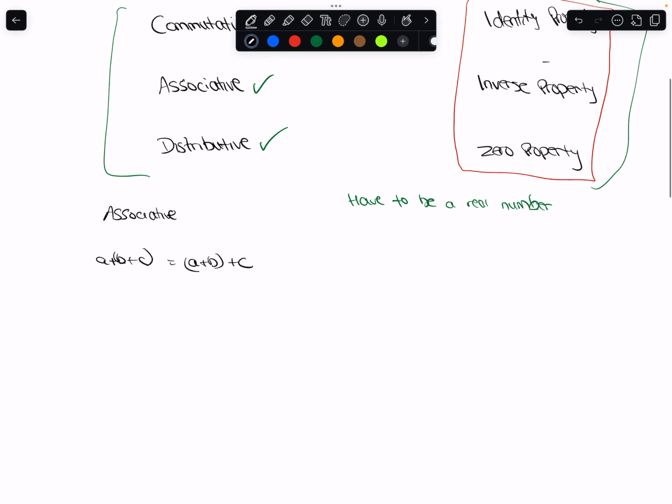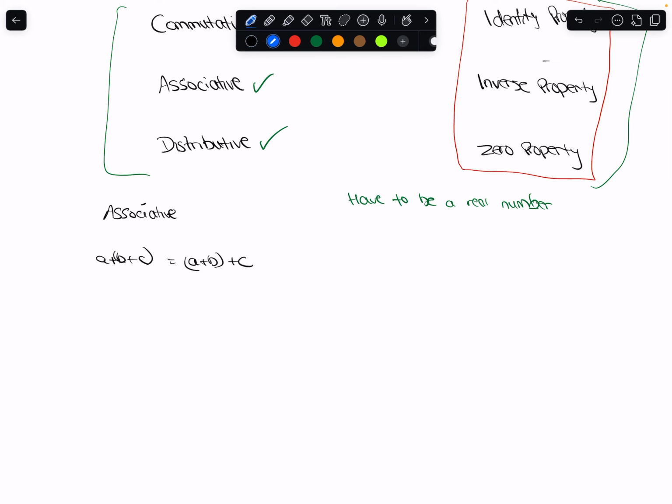This is the correct way we did our grouping. But now let's see what happens when we do it with subtraction. I'll write it in blue for subtraction. If I did A plus B minus C, this will not give me the same answer as if I did A minus B plus C. The answers would be completely different.